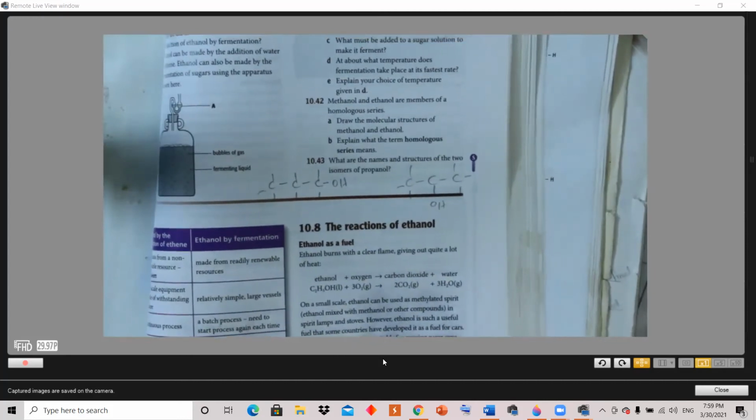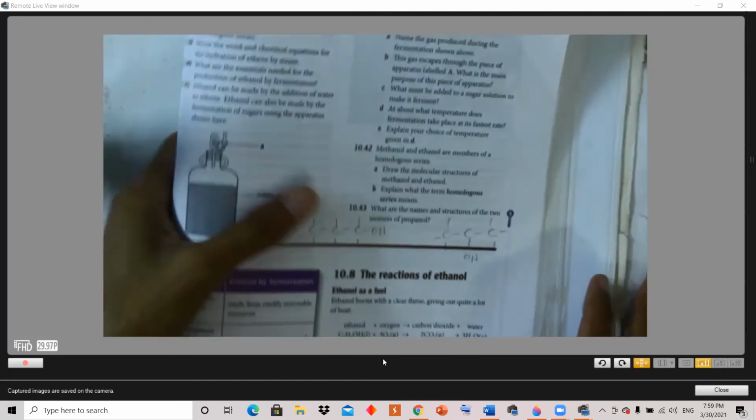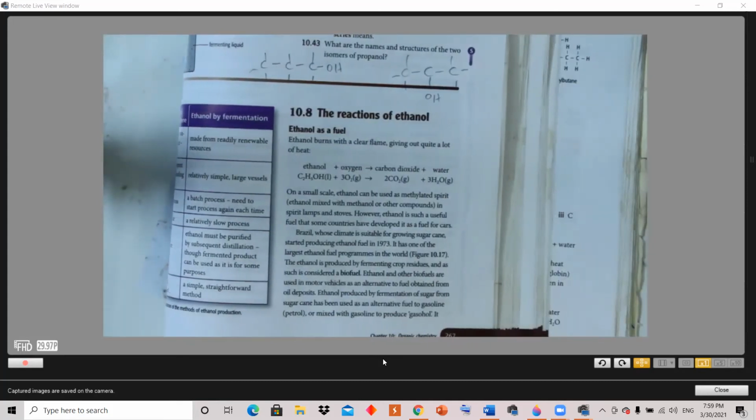We are running out of time, so we'll do the rest in the next class. In the next class, inshallah, I will try to finish this chapter: alcohols and esters, and then the end of chapter questions. Is there any question?